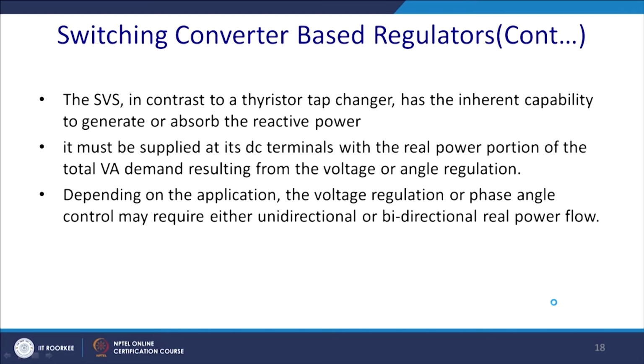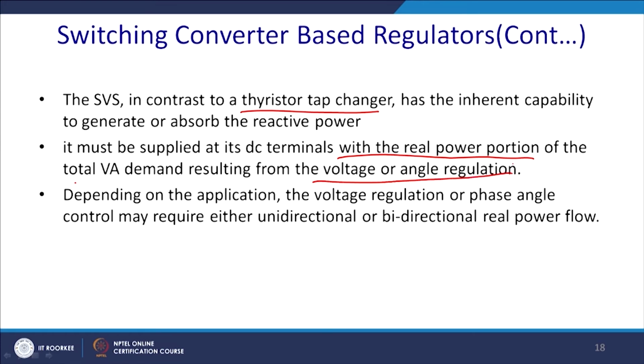Now, for the switching converter based SVC, what is the difference from the discrete component based thyristor SVC? In contrast to the thyristor step changes, it has the inherent capability to generate or absorb reactive power. This is one of the biggest advantages of it. It must be supplied at its DC terminal with real power. That is one of the requirements: you require a power source, the real power portion of the VA demand resulting from the voltage or angle regulation.